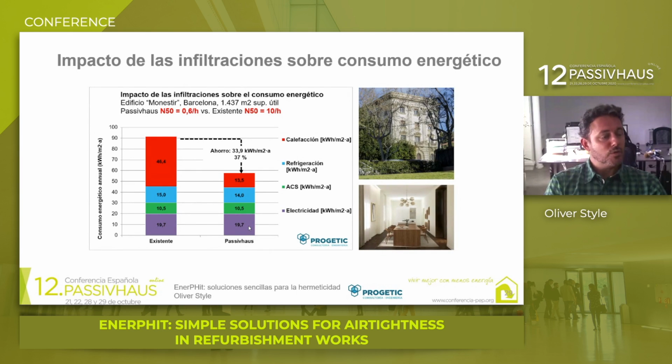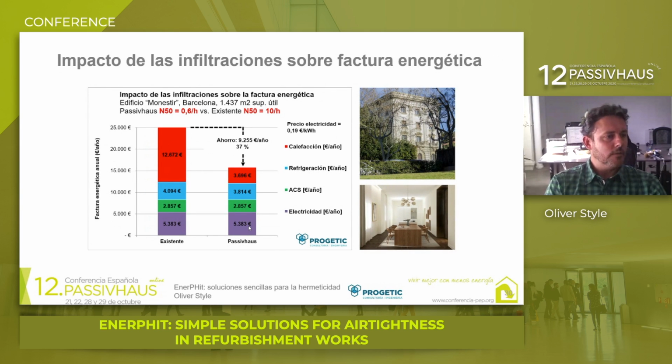The impact of these infiltrations on energy consumption, calculated with PHPP, are shown in the following graph. Compared to a level of infiltration of 10 renewals per hour, consumption, not demand, consumption, taking into account the performance of the installations, was reduced by 37%, according to these calculations. In euro terms, for the entire building, that translates to about 9,255 euros per year.